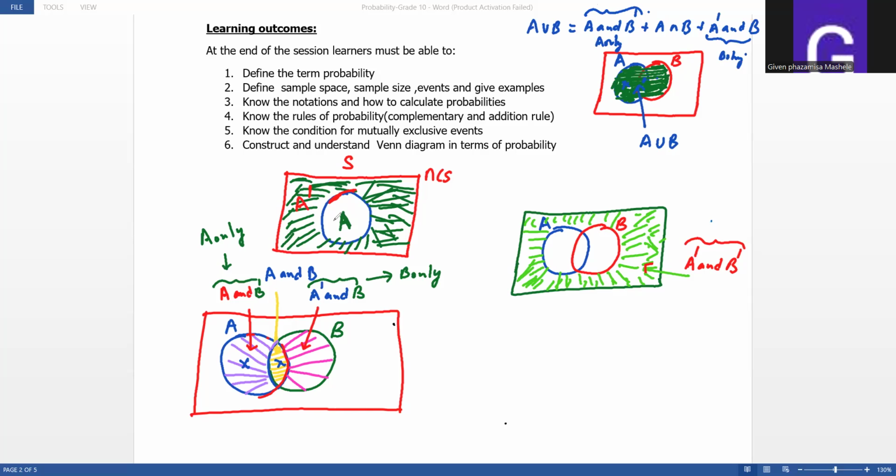But now, remember I said, if we are talking about sample size, if you're talking about probability, this whole area must add up to 1. And if it's adding up to 1, if we get A or B, this part plus this one, then to get the not A and not B, this other part, we just take 1 and subtract A or B. So we'll talk about this using examples.